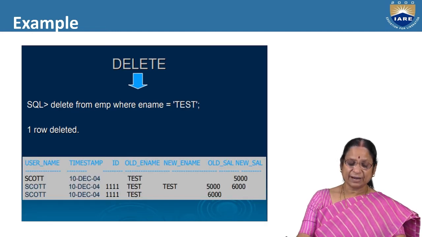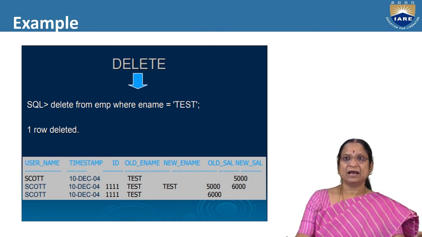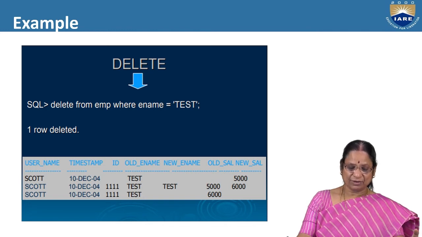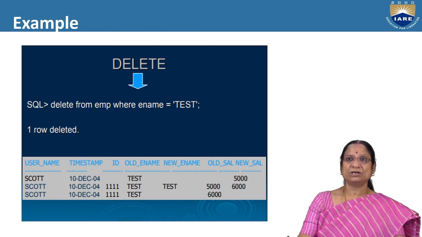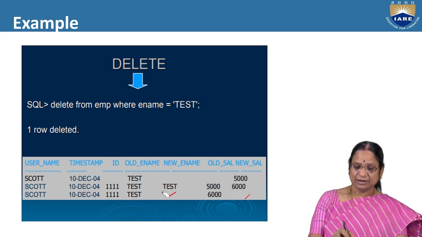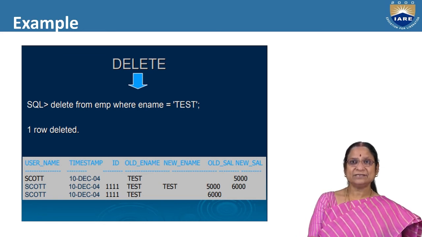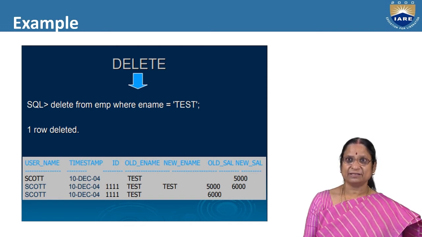Now delete. When I am deleting, for example, test, one row will be deleted and the old values are going to be returned. What is the old value? The old value is going to be test, and the old salary is 6,000. The new salary has no value, because deleting leaves no value. The new name also has no value. Please observe this. Because of deletion and update, old values will be there. For insertion, no old values will be there; old values are blank and only new values are there.